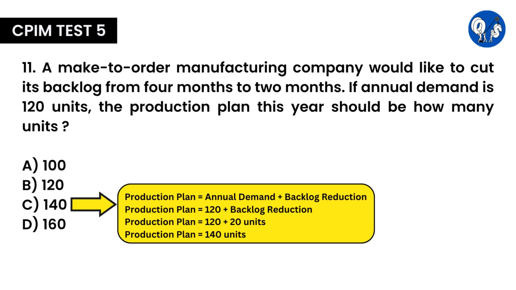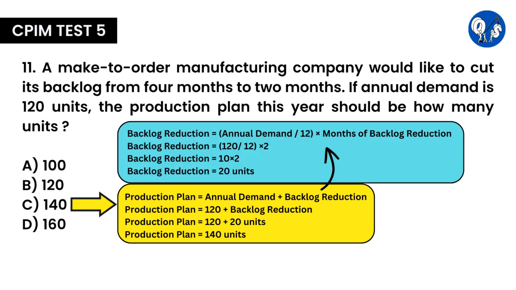In order to calculate backlog reduction, we are going to use the formula annual demand divided by 12 multiplied by months of backlog reduction. By using this formula, we have calculated backlog reduction as 20 units. So 120 units of annual demand plus 20 units of backlog reduction will be 140 units.